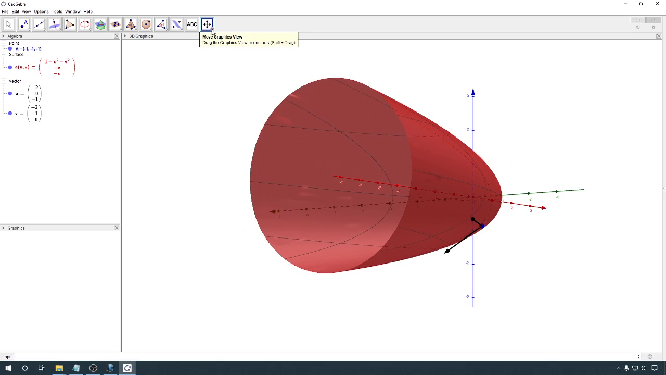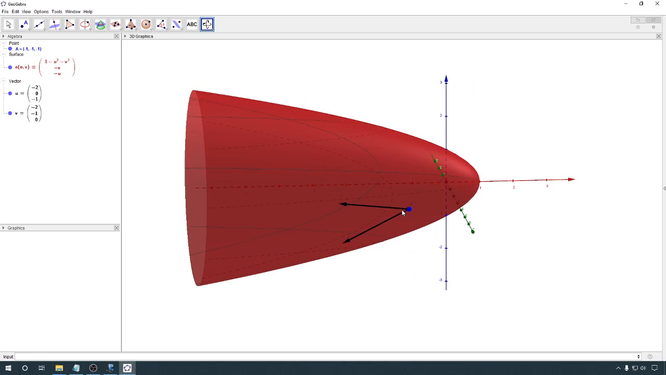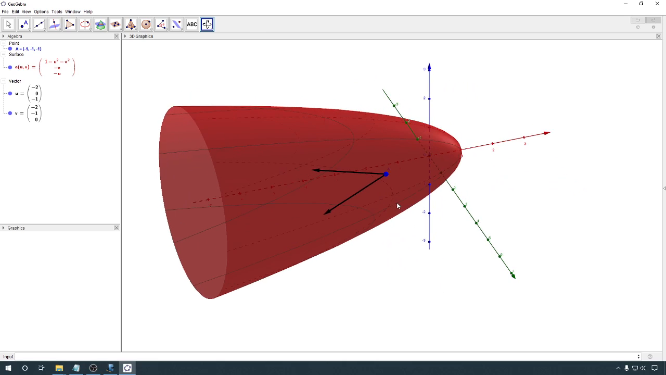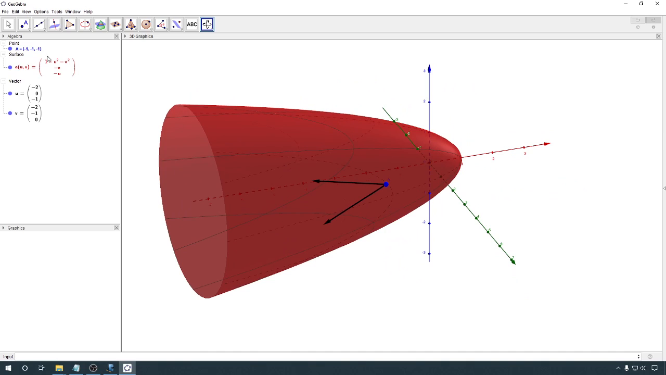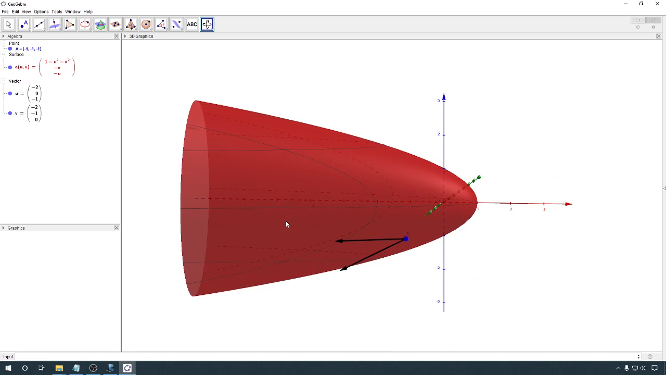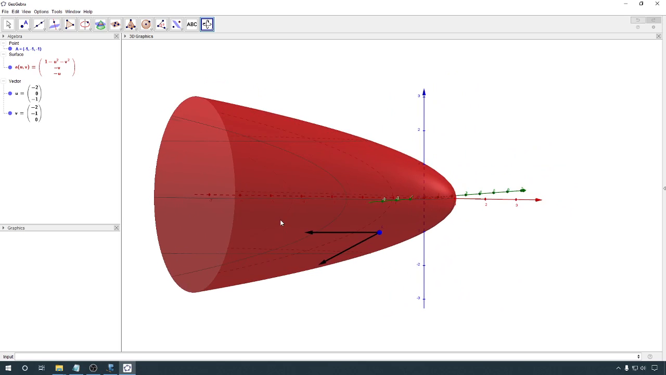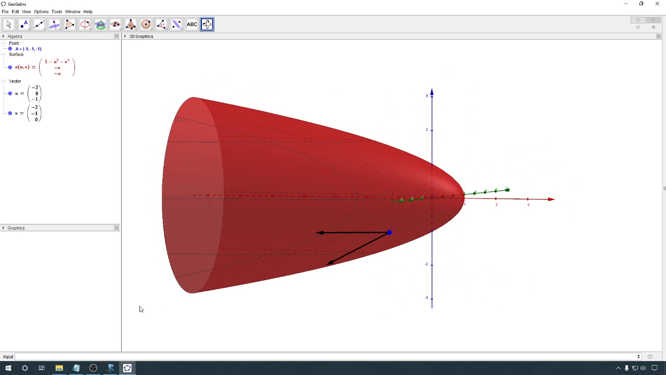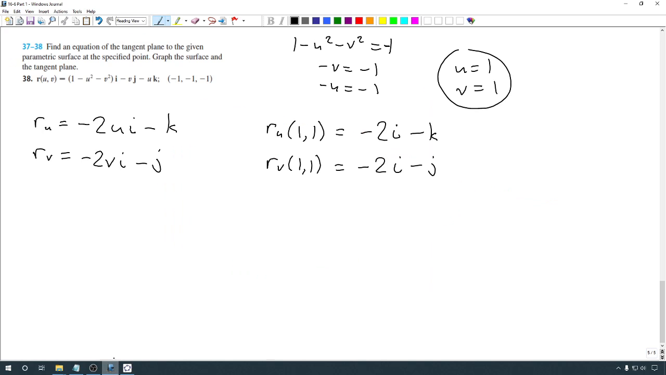There you go. They are definitely not perpendicular to each other. So don't expect your r sub u and r sub v to always be perpendicular to each other. They definitely can be, but they don't have to be. We want to find a vector that's orthogonal to both of those, so we'll take their cross product. So r u cross r v: we have negative 2i minus k crossed with negative 2i minus j. Of course, we get to essentially FOIL this out.